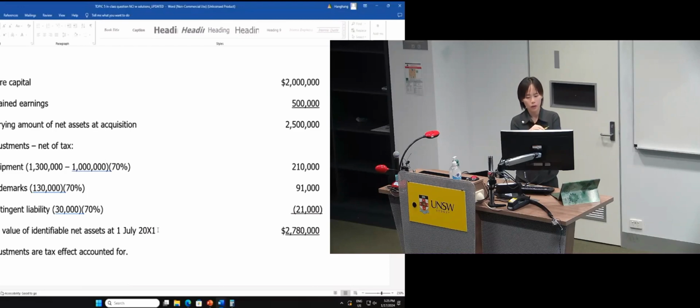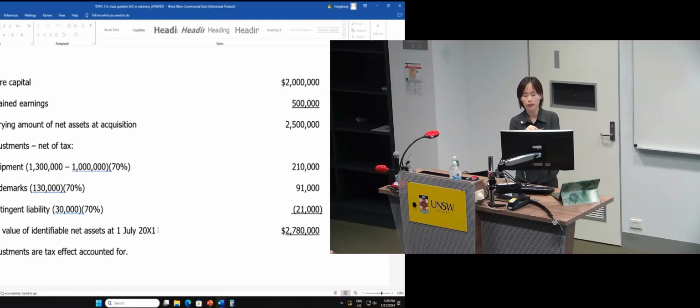Now we are going to identify all the fair value adjustments for the assets and liabilities, including equipment. Fair value is 300,000 above the carrying amount. So we use 300,000 multiplied by 70%. Keep in mind, adjustment should be after tax. Now, the trademark is internally generated, therefore not recognized by the subsidiary. They're identified in the acquisition, so we record it at a fair value of 130,000 and then multiply by 70%.